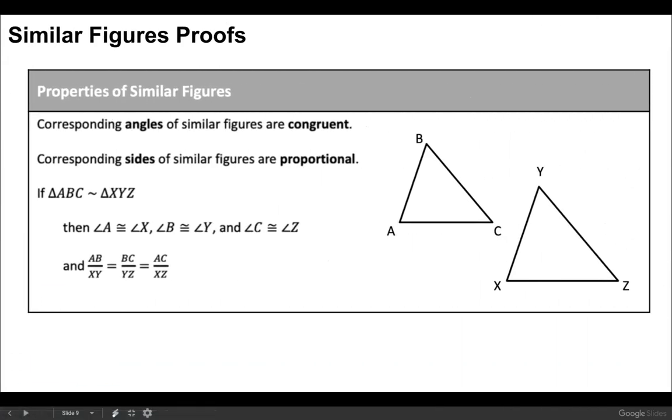So always keep in mind with similar figures that your corresponding angles will be congruent and your corresponding sides will be proportional. Or you can prove these similar figures by angle, angle, side, angle, side, or side, side, side.